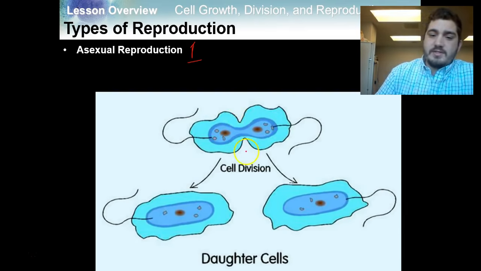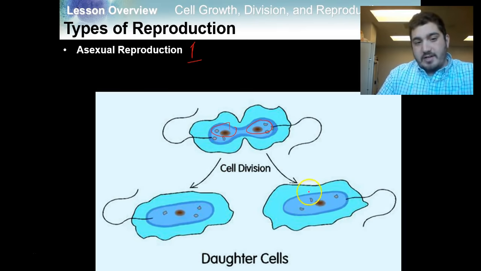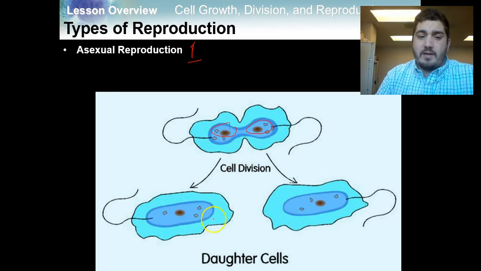Okay, as we see here, we have one cell, and it copies its DNA. We have one copy, two copy, and it splits into two daughter cells, right? Same parents, same DNA, almost identical, right? Both of these are pretty much identical to their parent cell.